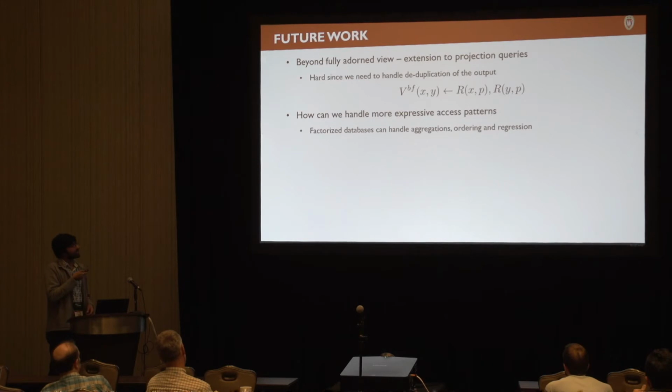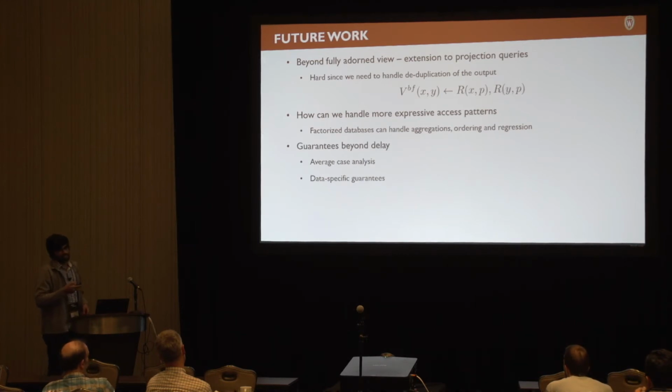The second possible extension is how do we handle more expressive patterns. Factorized databases are awesome because they can handle aggregations, they can handle ordering, they can handle regression-based tasks. So it will be a nice extension if we can also incorporate all of these tasks in our framework. And we have some preliminary results and ideas on how we can incorporate these things.